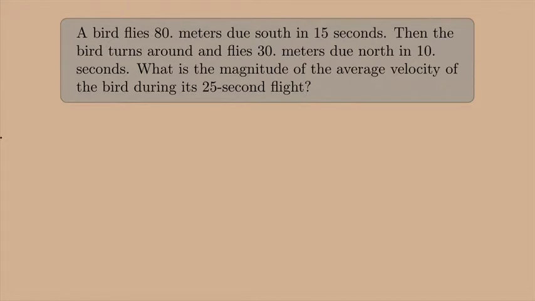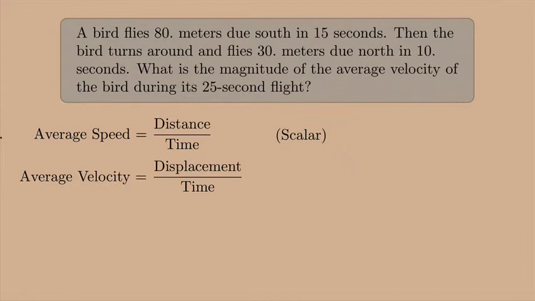So to solve this problem, you need to know what average velocity is. Let's look at average speed and average velocity and compare the two of them. Average speed is the distance over the time, and that's a scalar, meaning it's just a number, it does not have a direction. Average velocity, on the other hand, is displacement over time, and that's a vector. Displacement's a vector, so it makes sense that average velocity would be a vector, and that means that it has both a magnitude and a direction.